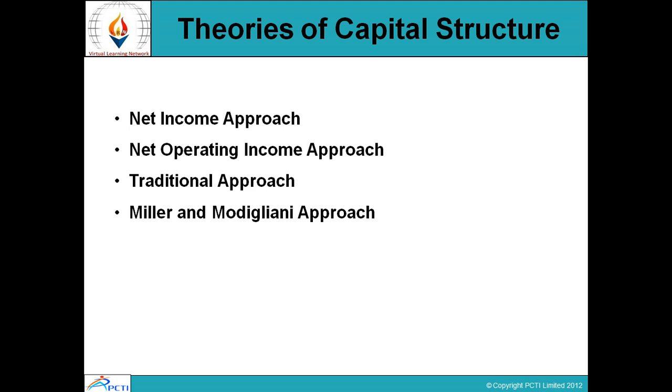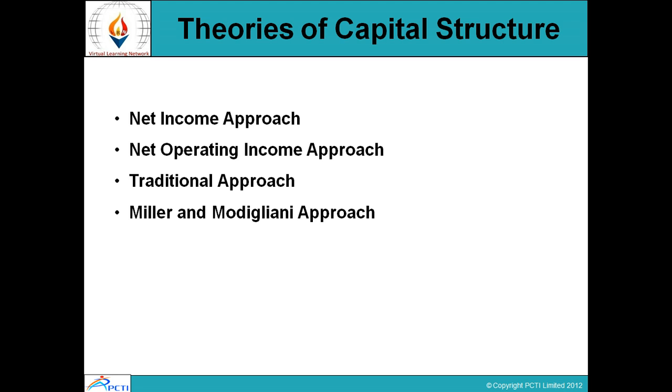So the net income approach is suggested by Durand, and he suggests that the capital structure decision is relevant to the valuation of the firm. Any change in the financial leverage will have a corresponding change in overall cost of capital and also the total value of the firm. Any question on net income approach?